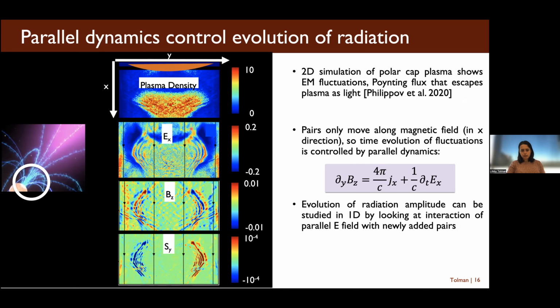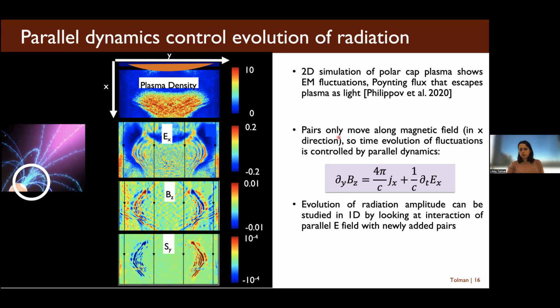And then you see electric field along the direction away from the neutron star. You can see fluctuations in this electric field. These are being set up as the initial electric field is being screened. And then you see the magnetic component as well. Together these create a Poynting flux, which you see in the final plot. And this Poynting flux can escape as light.